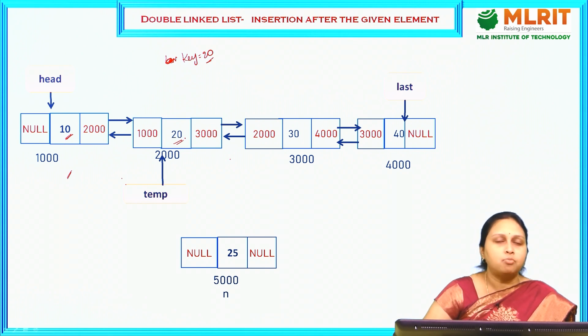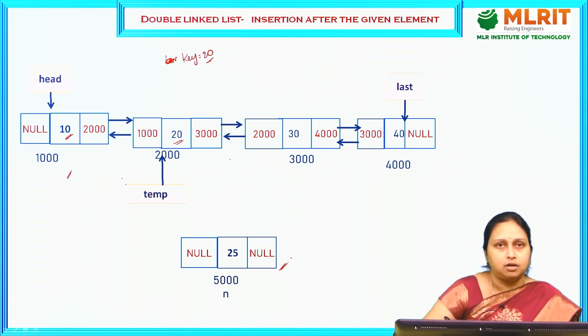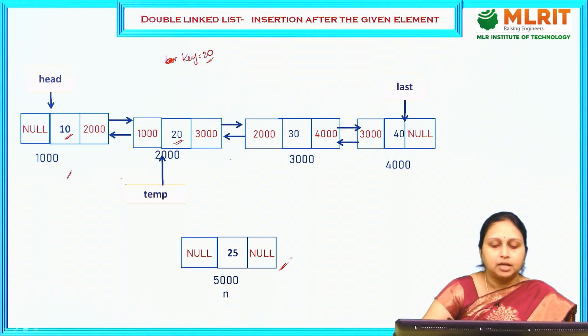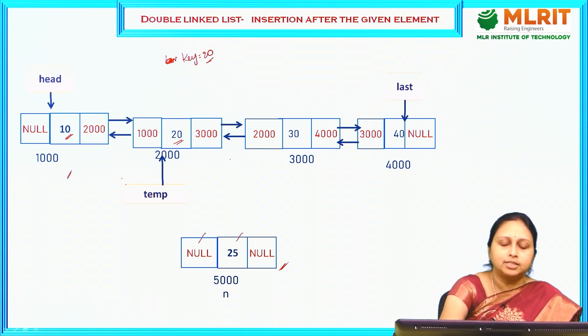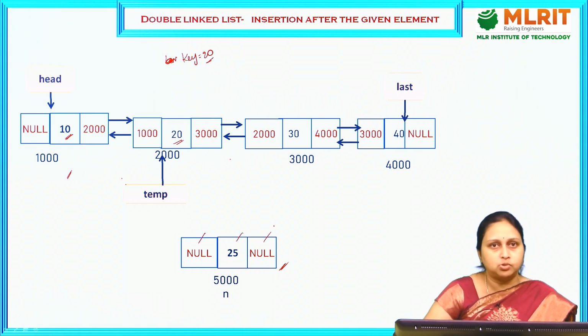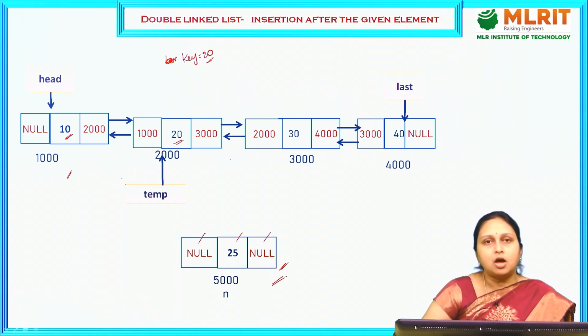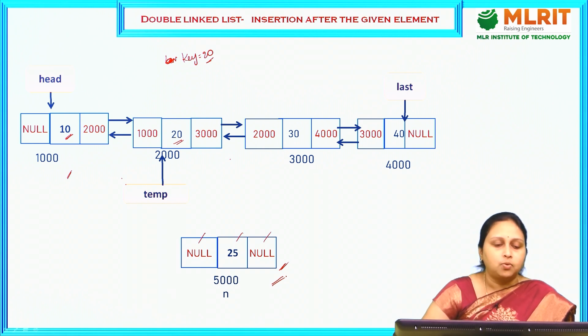Now I need to come out of my traversing path. Now create a new node by allocating the memory and read the data value, and next and previous values are assigned to null. This is my new node which I have created. Now make the connections. Before making the connections, make sure that you know the names of your nodes. If you are clear with the names of the nodes, then it is very easy for us to make the connections also. Let us see.